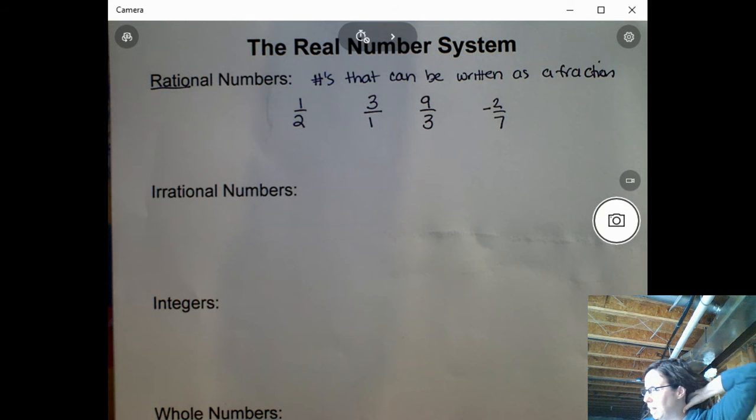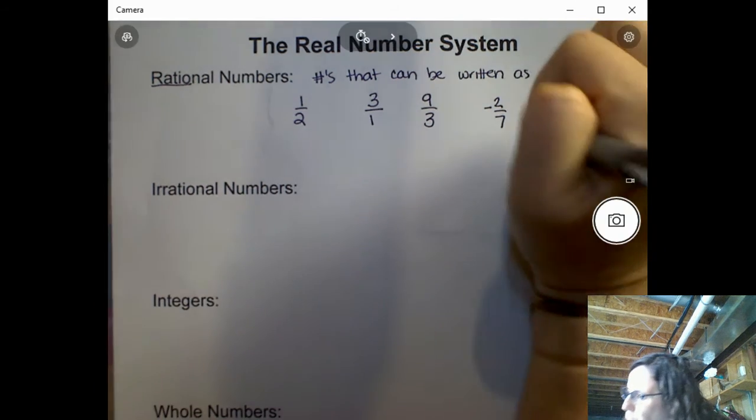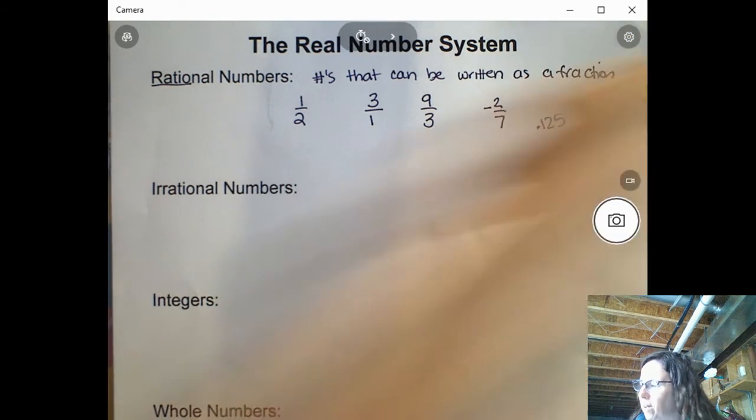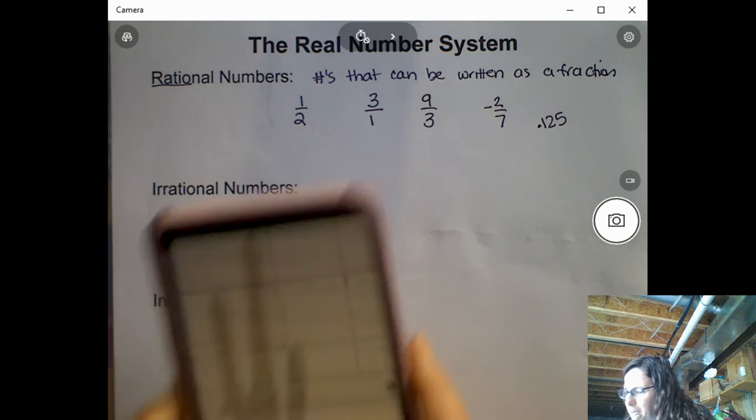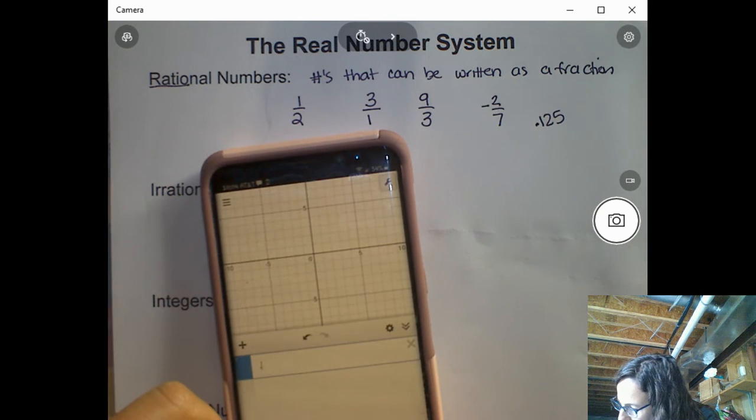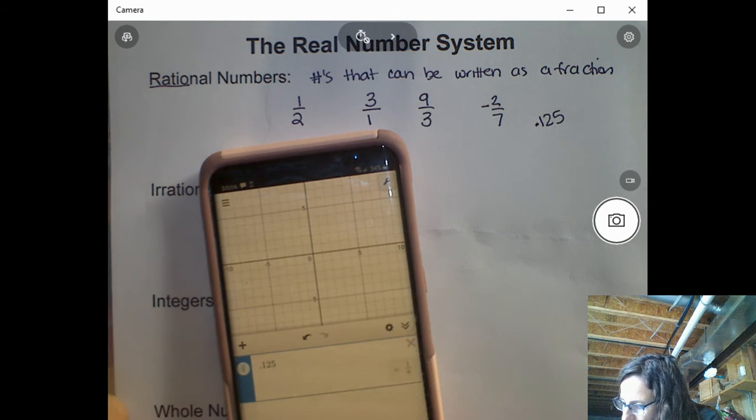If you're looking at a decimal, a rational number is a decimal that repeats or ends. So a decimal like 0.125 would be a rational number because you could look and see what 0.125 would be as a fraction. It would be 1/8. Because it can be written as a fraction, then it is a rational number.